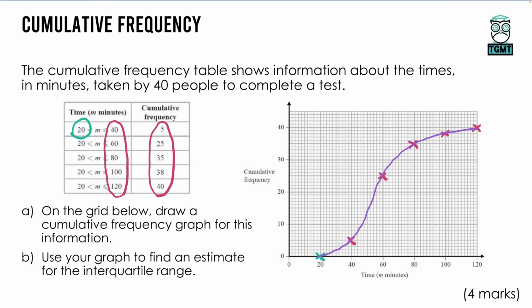It says use your graph to find an estimate for the interquartile range. Now, if it's out of 40, we want to think about where the median is. Now, if we asked to find the median, that would be at 20. But the quartiles are at each quarter. So we're looking halfway between the start and 20 and halfway between 20 and 40. Now, that's visually quite nice to see. You can see that the quarter will be at 10 and at 30.